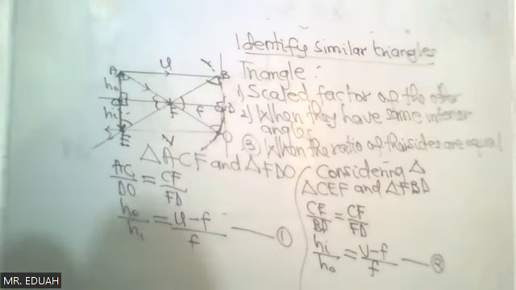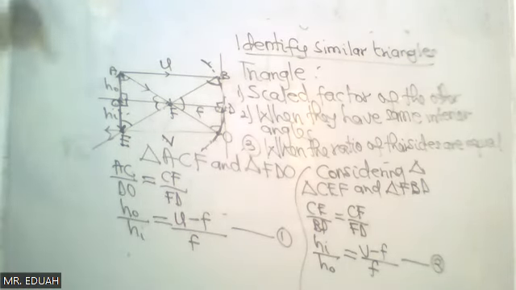Mr. Asia, yes, go ahead. Your hand is up. Mr. Asia, please, I want to understand why you use V for the downside. Why did you use V for the downside and U for the top?